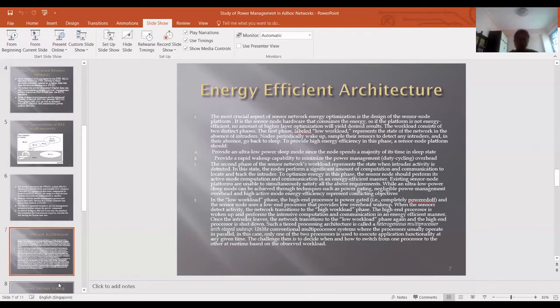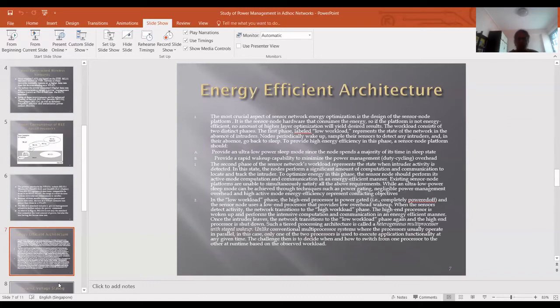In the low workload phase, the high-end processor is power gated, and the sensor node uses a low-end processor that provides low overhead wake-up. When the sensors detect activity, the network transitions to the high workload phase. The high-end processor is woken up and performs the intensive computation and communication in an energy efficient manner. Once the intruder leaves the network, it transitions to the low workload phase again, and the high-end processor is shut down.